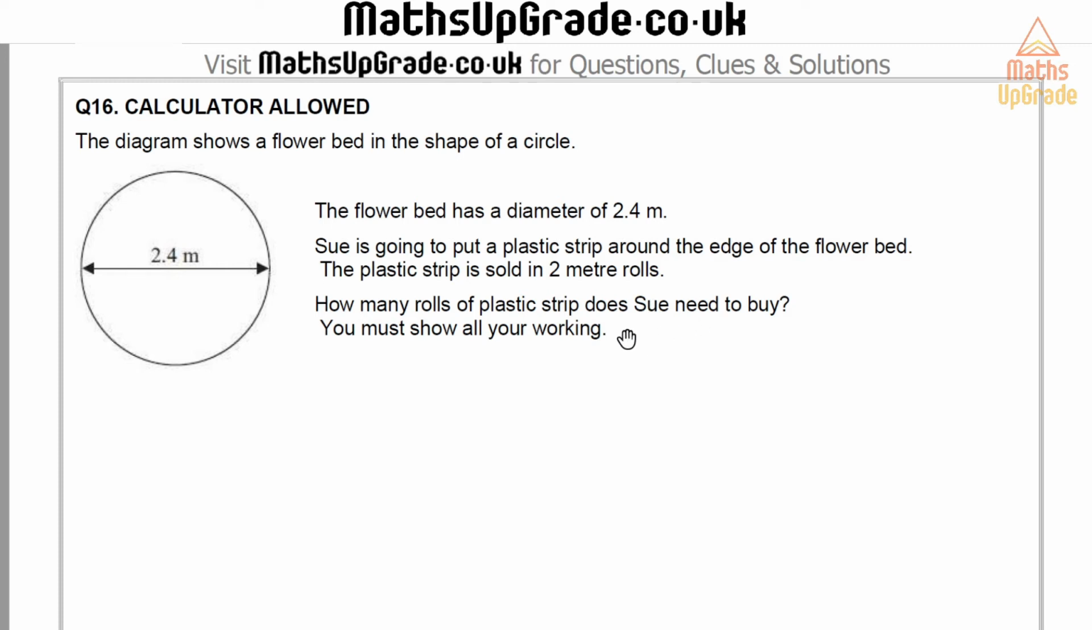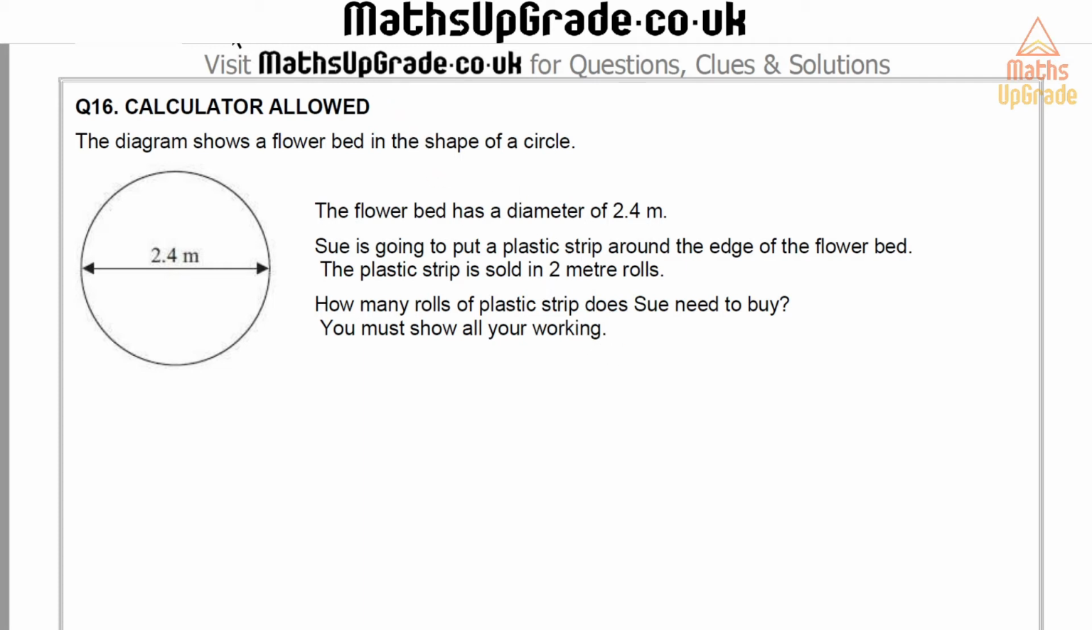Okay, so in this question, I'm going to underline this 2.4 meters. I'm going to underline the fact that the strip is sold in 2-meter rolls. And I need to work out how many rolls she needs, showing all my work. Because she's putting it around the edge of the flower bed, well, the edge of a circle is called the circumference. So I need to work out the circumference of this circle. Once I've found the circumference, I can then divide it by the length of one strip, so divide it by 2, and that will give me how many rolls I need to buy.